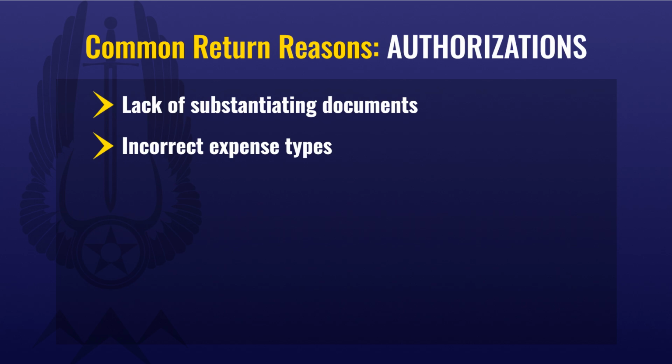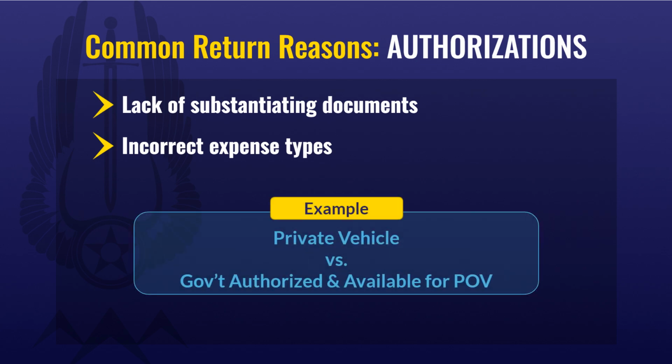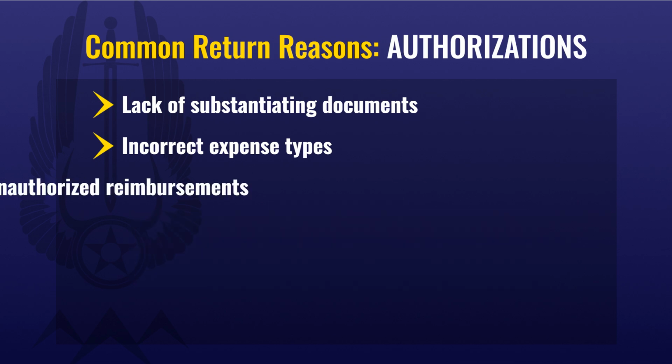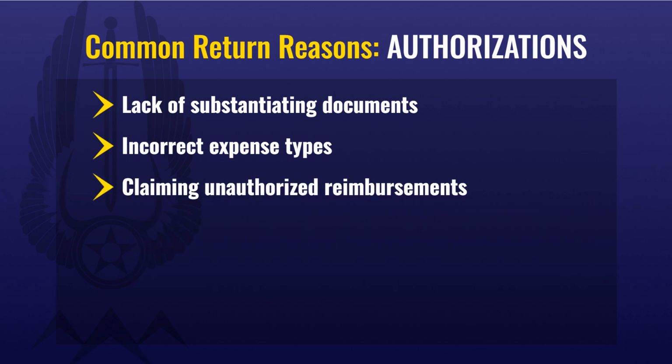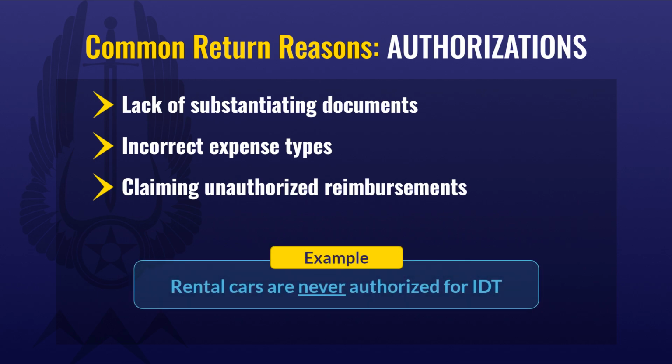Be sure you include the correct expense type when entering your expenses. A common mistake is entering a private vehicle expense versus a government authorized and available for privately owned vehicle expense. If you claim an unauthorized reimbursement, your authorization will be returned. For example, rental cars are never authorized for IDT.